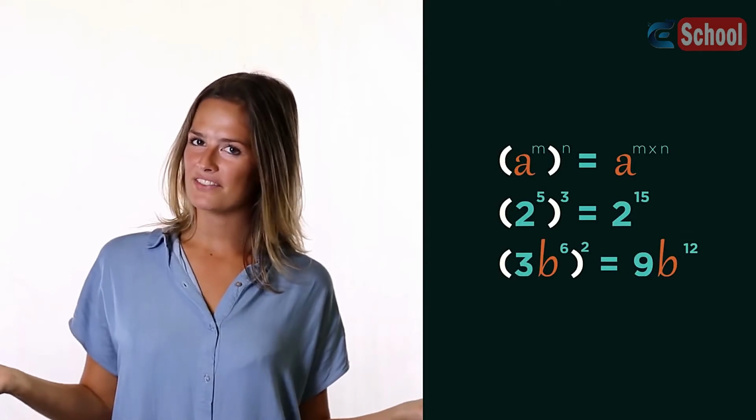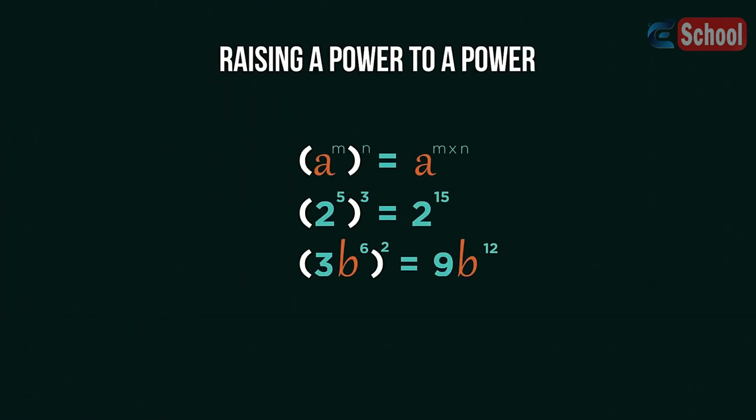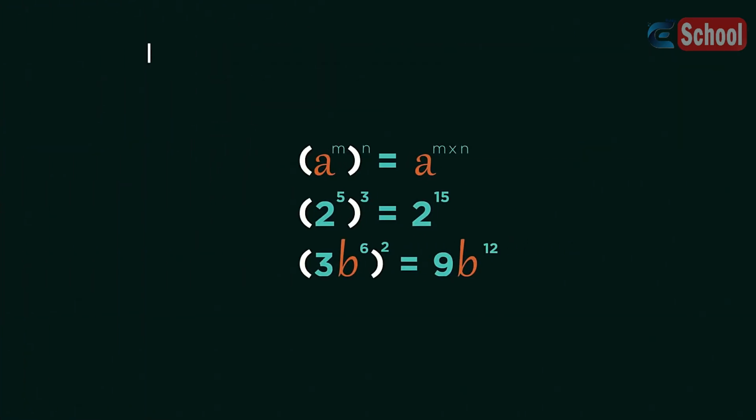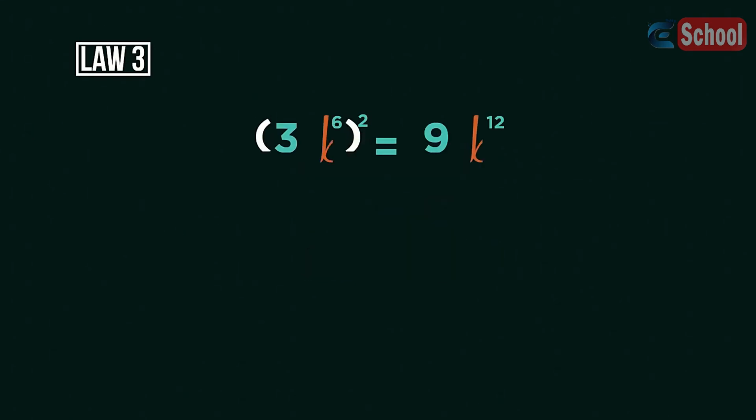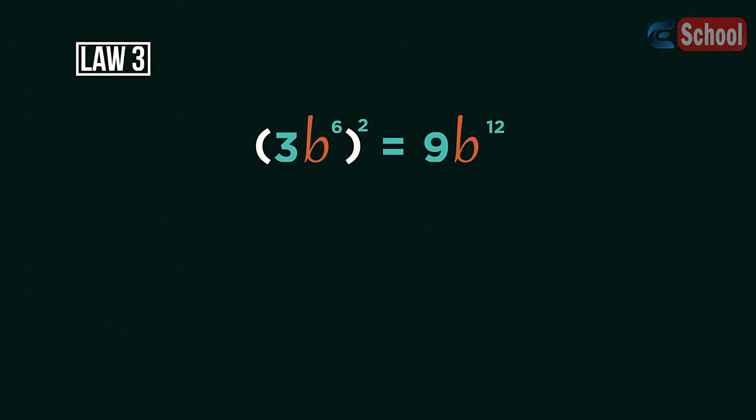So what do you notice about these 3? When powers are raised to a power, we multiply the powers together. On this one, be a little careful. Don't forget, because the 3 is also inside the brackets, it needs squaring too, hence 9. But then 6 multiplied by 2 is 12.